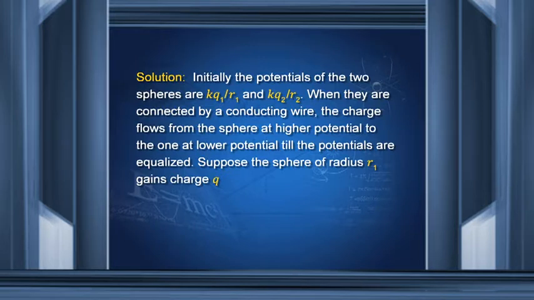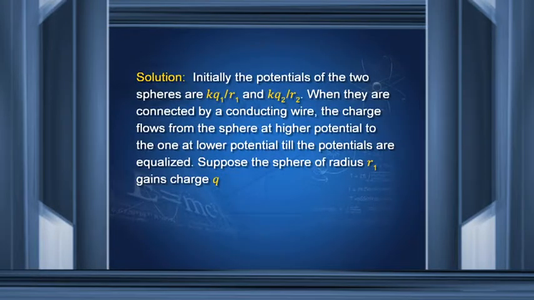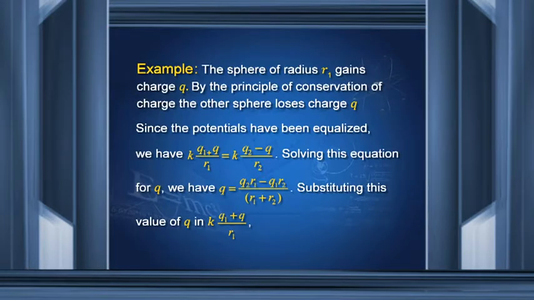When they are connected by a conducting wire, the charge flows from the sphere at higher potential to the one at lower potential till the potentials are equalized. Suppose the sphere of radius r1 gains charge q. If it gains charge q, the other one will certainly lose charge q, because the charge is conserved. So, since the potentials have been equalized, we have k times (q1 plus q) by r1 is equal to k times (q2 minus q) by r2, because this lost the charge q.